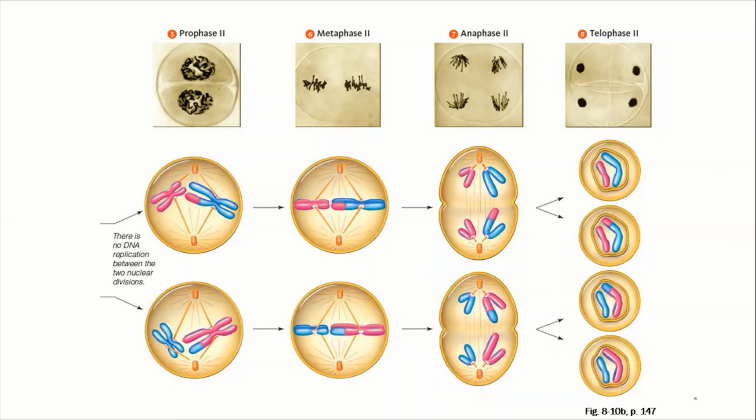Now there is no DNA replication between the two nuclear divisions, so it just continues the division. It further divides, but the DNA does not replicate. Meaning, after meiosis 1, it does not enter interphase. So after your telophase 1, it goes directly to prophase 2.